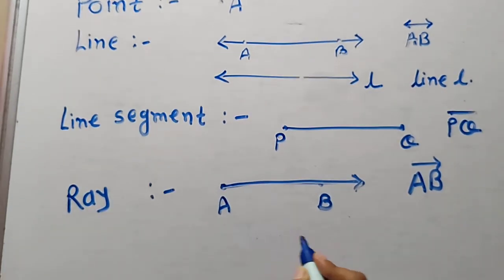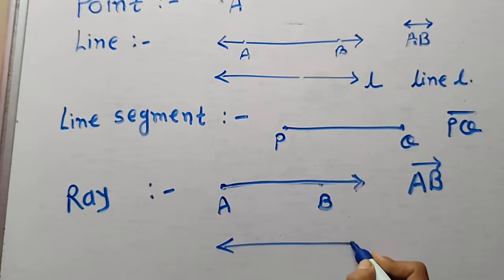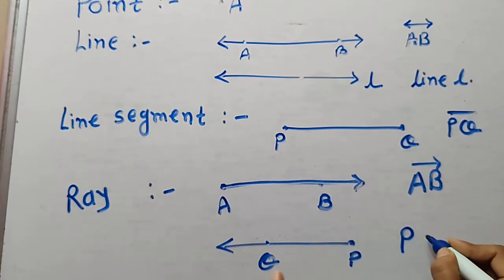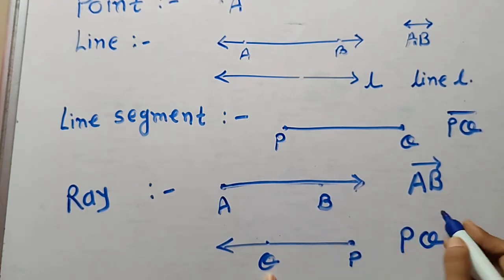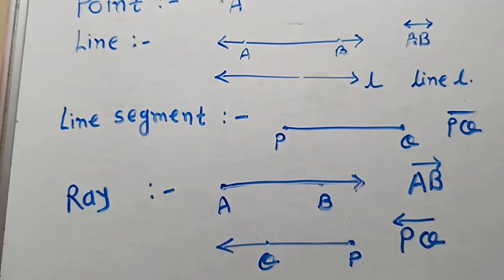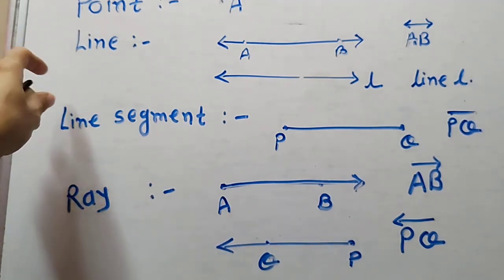Suppose we write this type of arrow. What is the name? PQ. Now you have to write the starting point first, so write P first and then Q, and the direction of this ray is this side. This is ray PQ. So this is some information about point, line, line segment and rays.